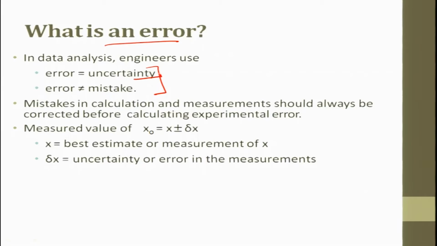So error is equal to uncertainty, which is what we are working on. Mistakes in calculation or in measurements, as I just said, should always be corrected before calculating the experimental error. So measured value is equal to the mean value plus error. This mean value is the best estimate of the measurement fx, and delta x is the uncertainty or error in the measurement.